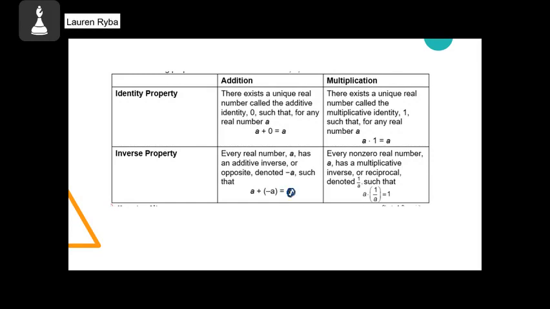Fix my typo there. Okay, so we're going to start with some properties here. I'm going to work with addition and then work with multiplication. In each operation here for addition and multiplication, we have an identity property and an inverse property. The identity property of addition is asking us, what is the number that if I add it to any number, I don't change my number?